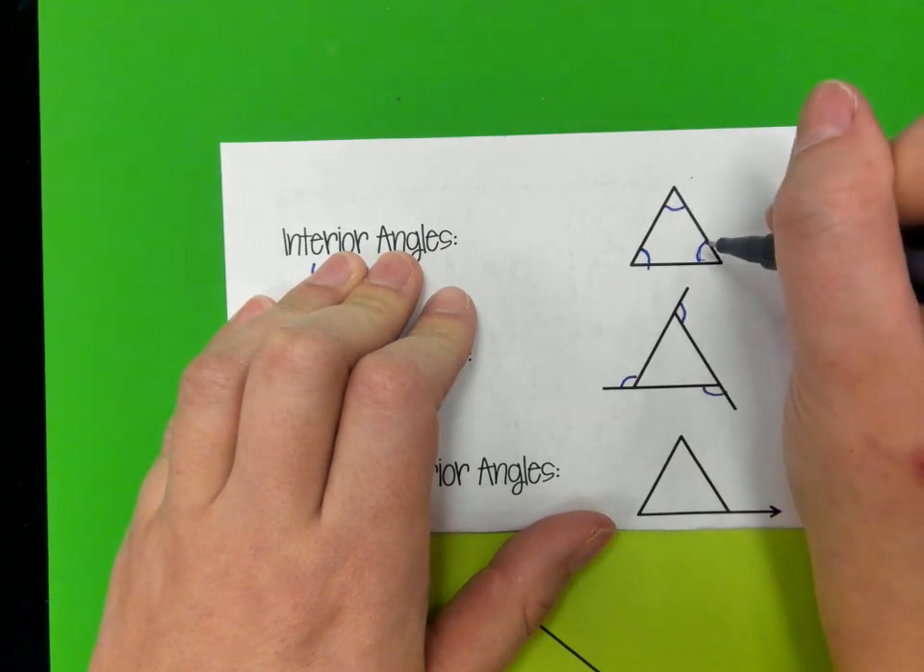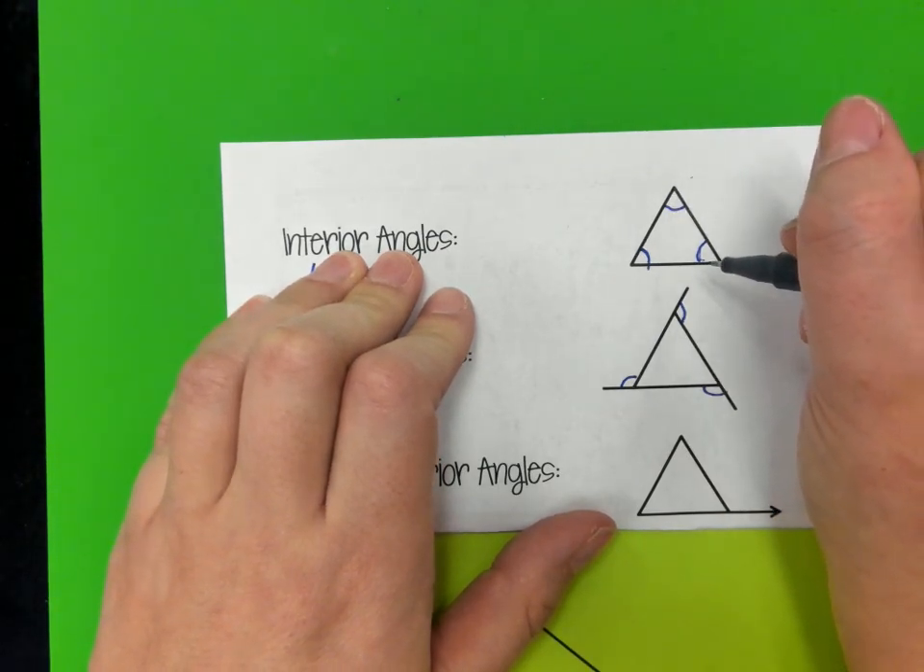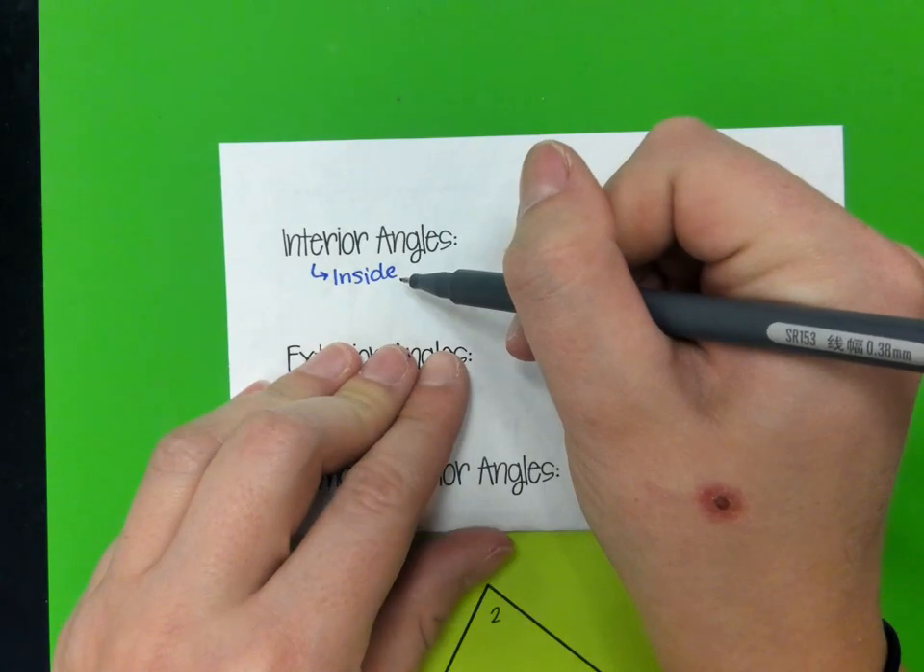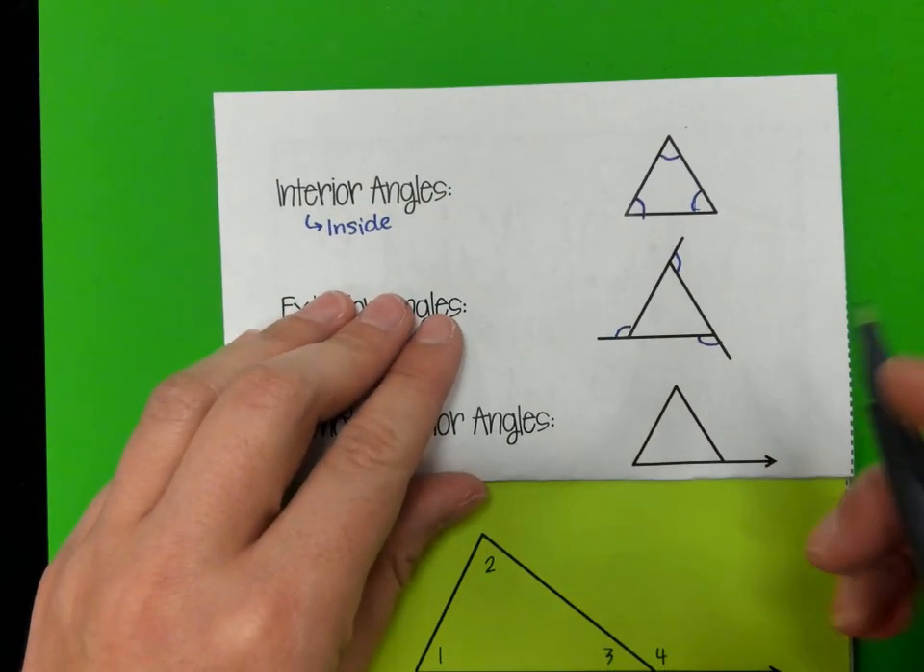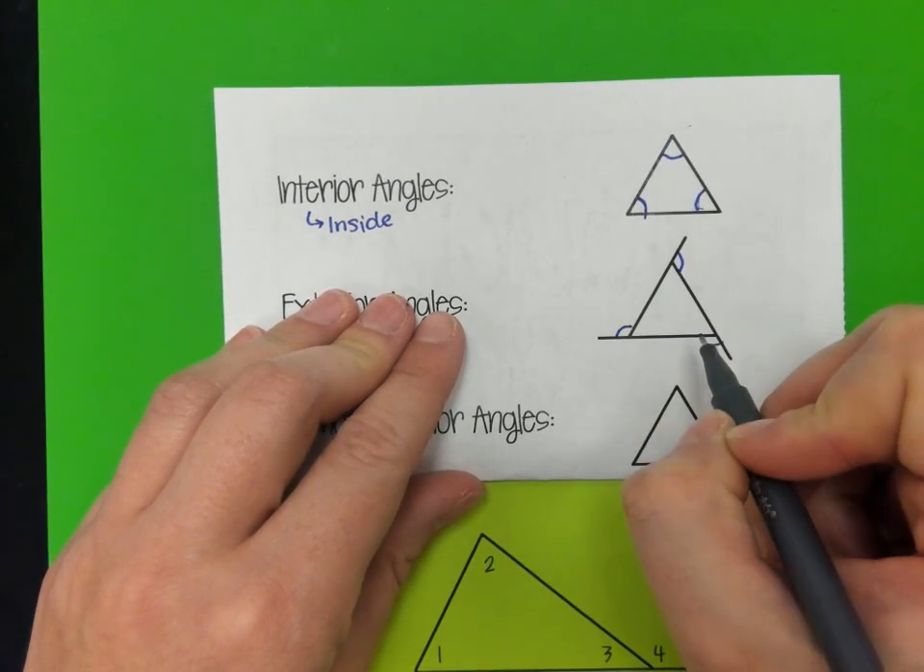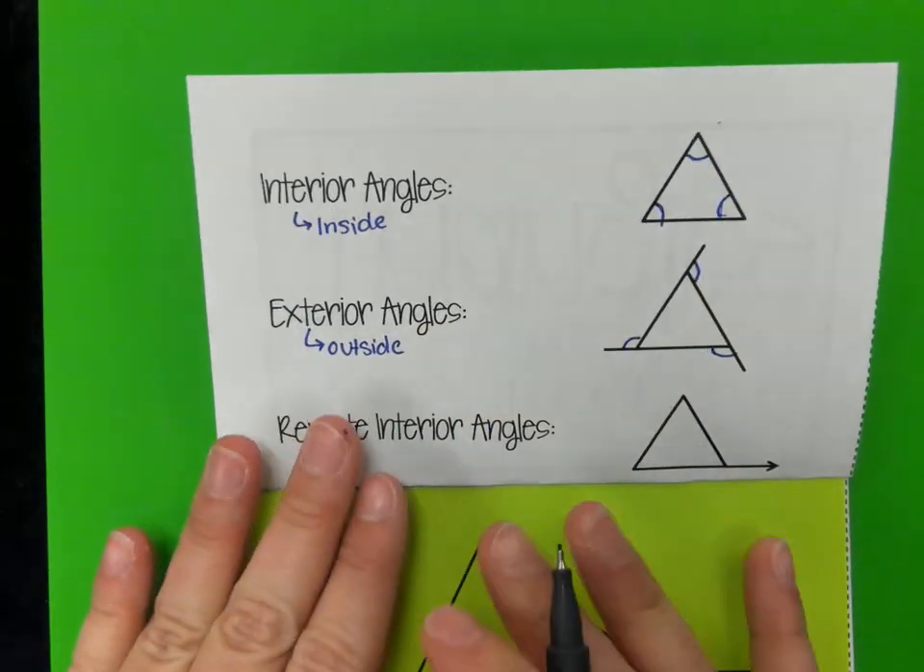So you're going to mark right here, which is inside your triangle, and you're going to make yourself a note that that means inside. You're then going to say exterior angles means they're on the outside of the triangle. So you're going to mark those guys, and you're going to say they're outside the triangle.